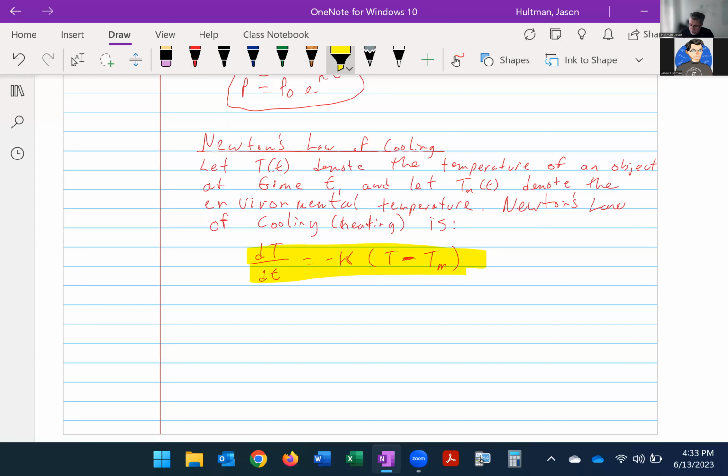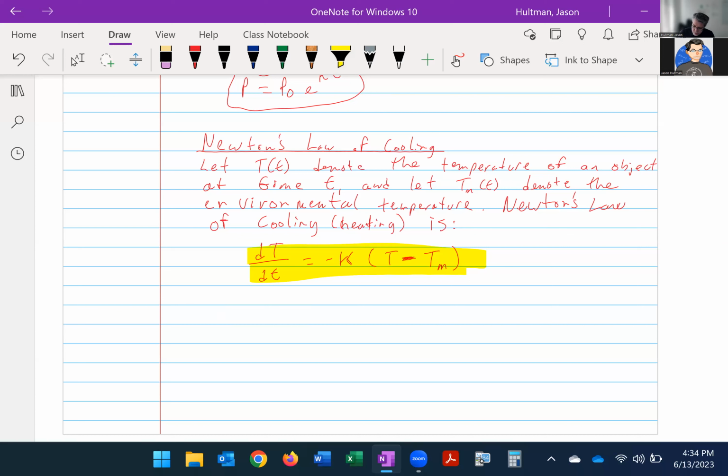The negative in front of the K ensures that K will always be positive. Let's explore that for a second. The negative in front of the K will always ensure that the constant here is always positive.